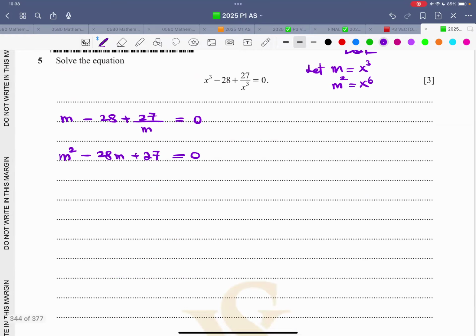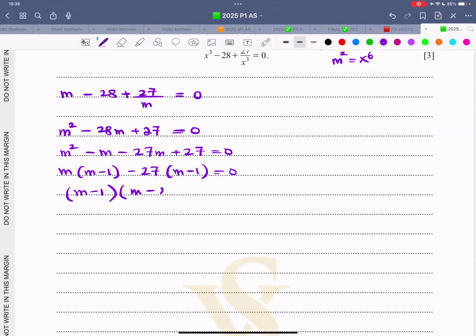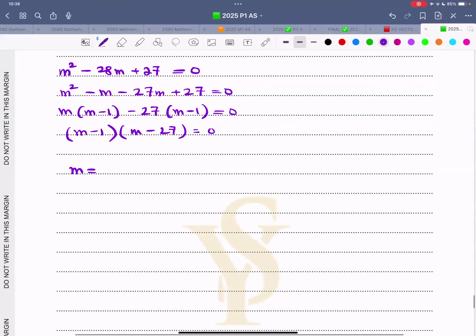And what else is there? Now over here, this is m square minus m minus 27m plus 27 equals 0. m minus 1 minus 27, m minus 1 equals 0. m minus 1, m minus 27 equals 0. So therefore, m is positive 1 and m is positive 27.